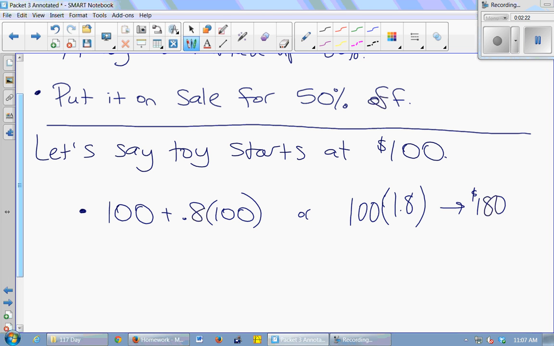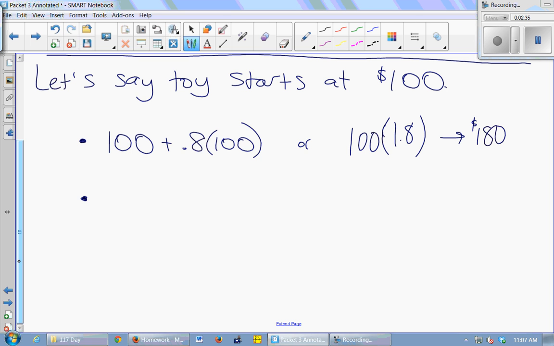All right, but then after a few months, Christmas has passed, there's a little less demand, they want to get rid of these things, they're going to mark it down 50%. So 50% of 180, $90. So we just do 0.5 times 180, $90 is the final sale price.